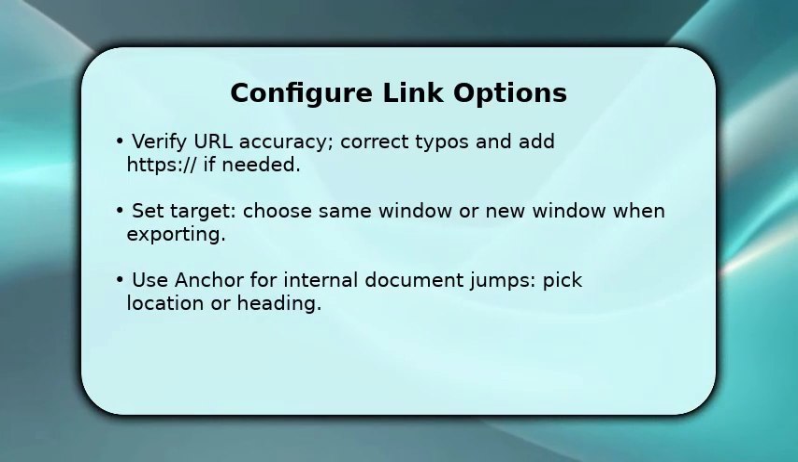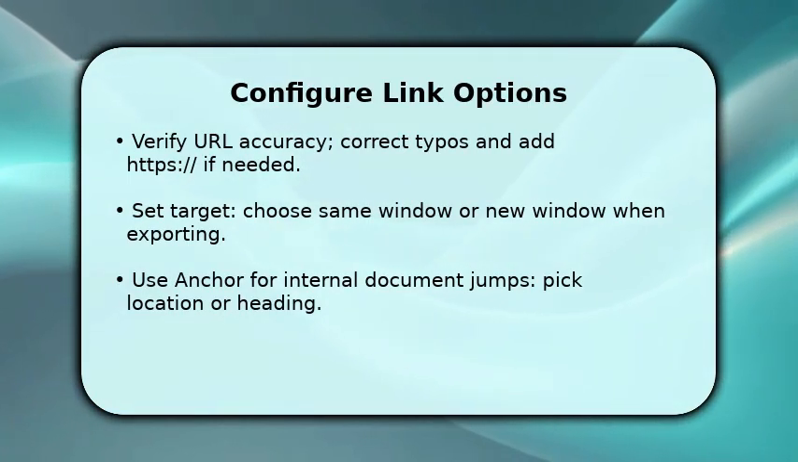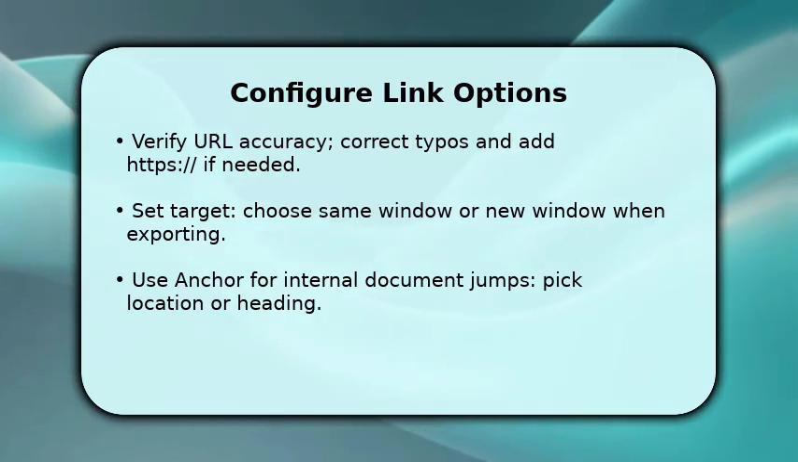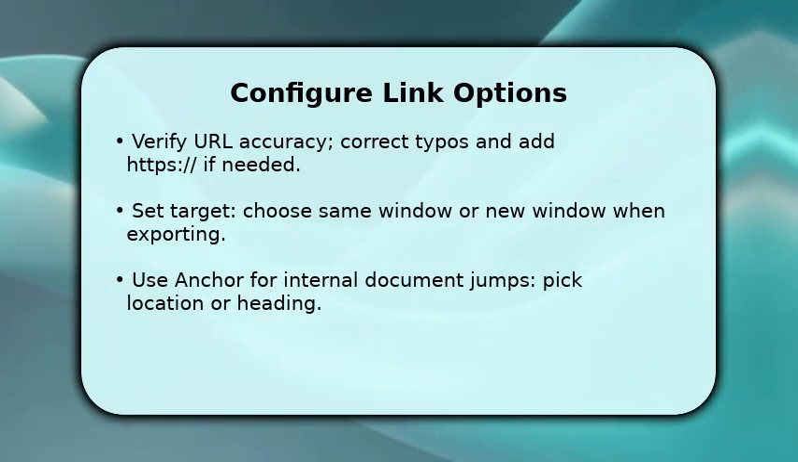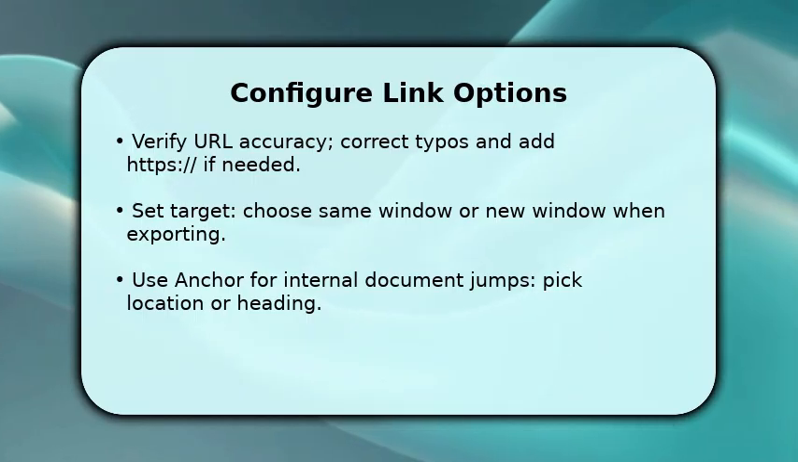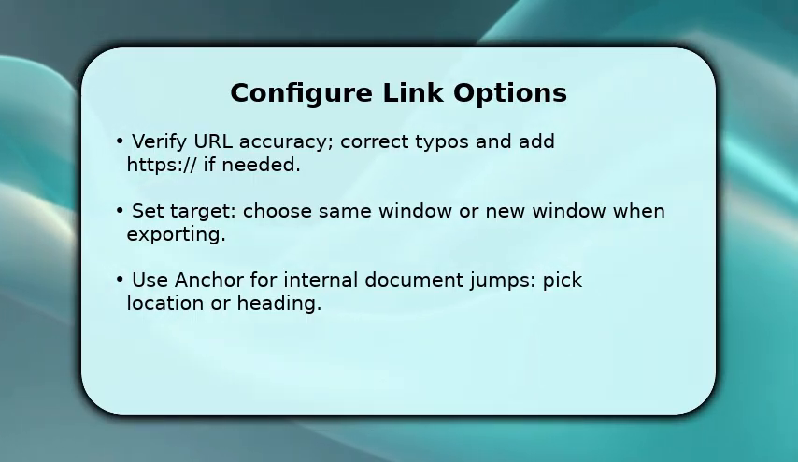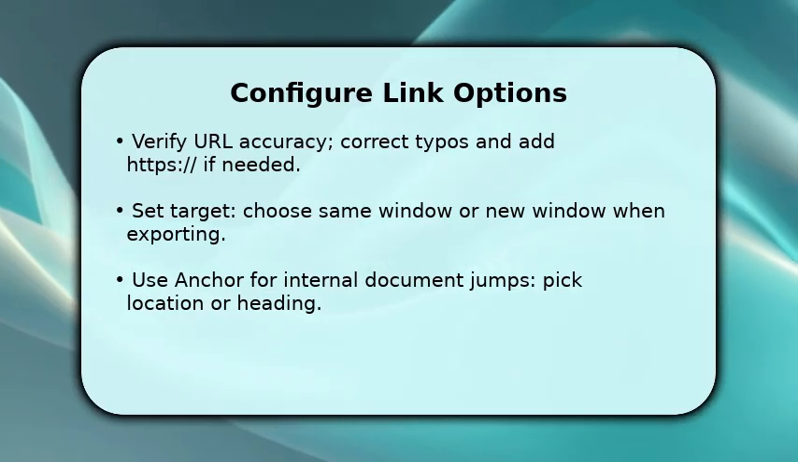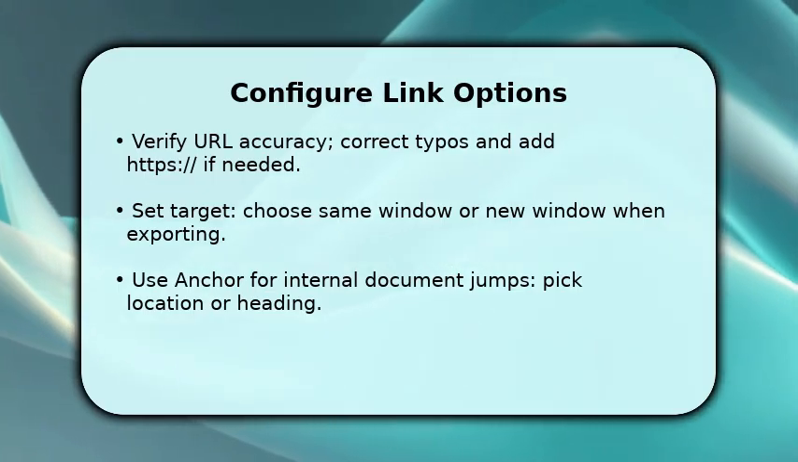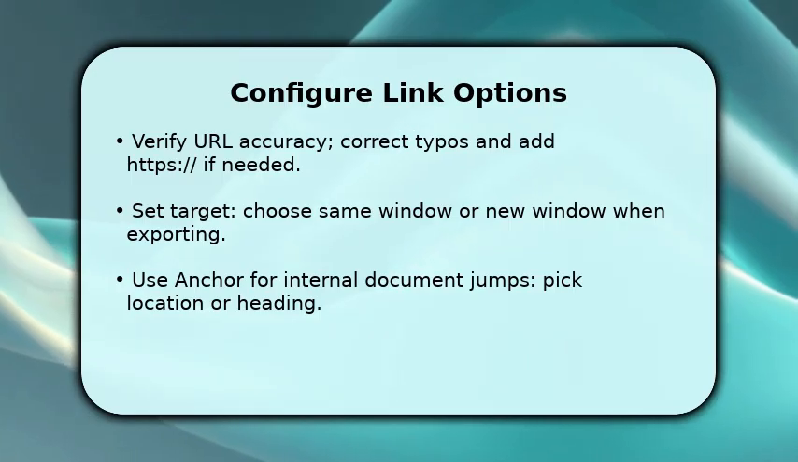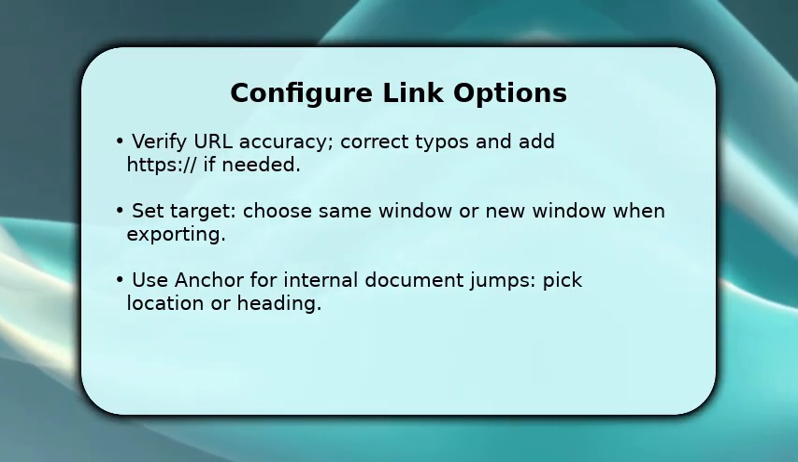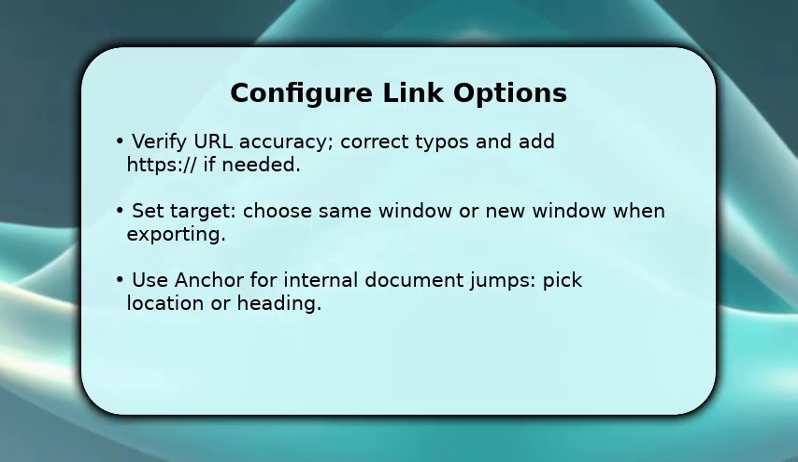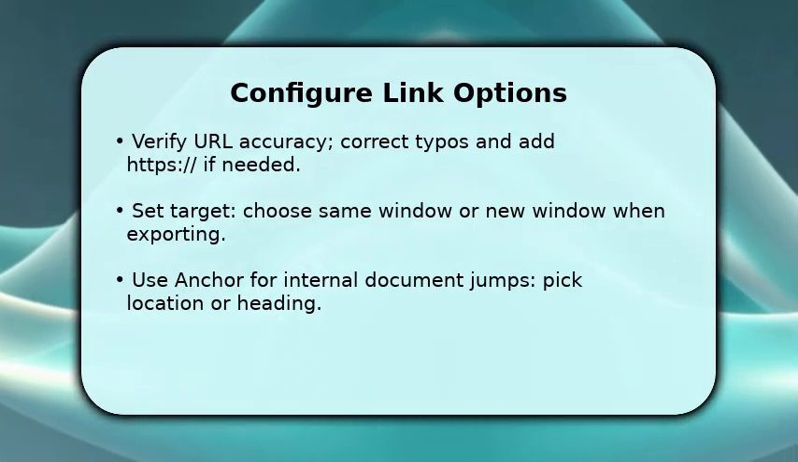Once done with insertion, verify and configure the link properties. You must check the URL for typos and add https:// when needed, because browsers block incomplete addresses. Next, choose whether the link opens in the same window or a new one. Use New Window for external sites to keep readers in your doc. If linking inside the document, select an anchor or heading to jump to a specific spot. Make sure display text remains descriptive. That helps accessibility and prevents confusion.